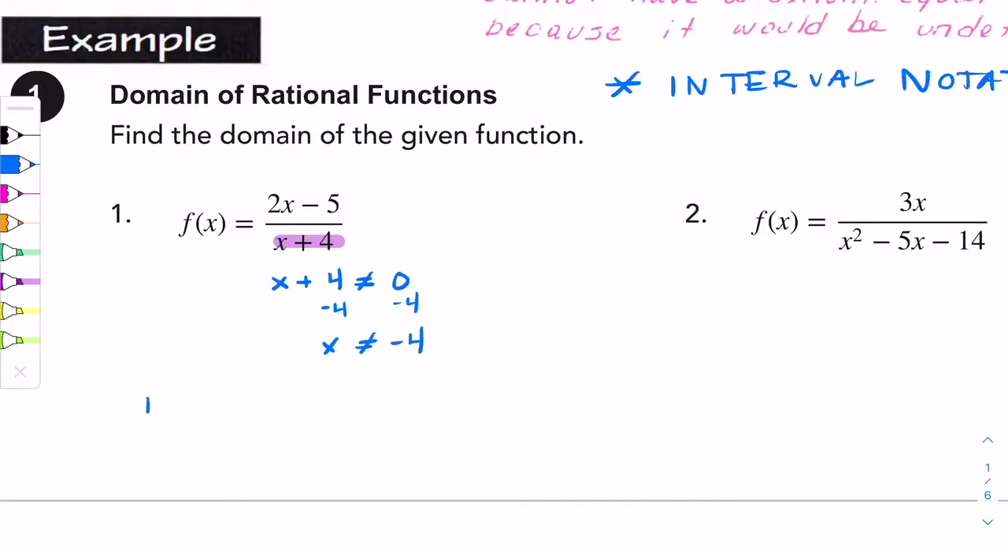That's telling us that the domain of this equation, the domain of the entire rational function, is any number except for negative 4. And it's written as negative infinity to negative 4, union negative 4 to positive infinity.